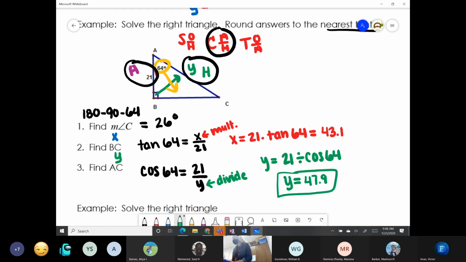So that's going to give me that Y is 47.9, and then X is going to be 43.1. Any questions so far in solving the triangles?